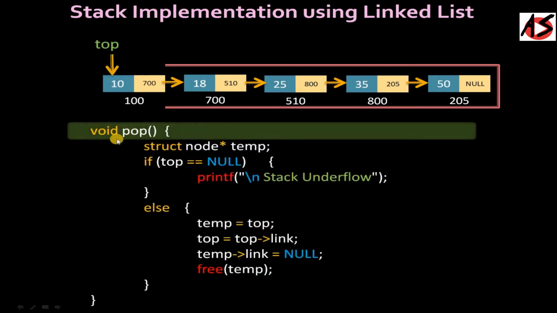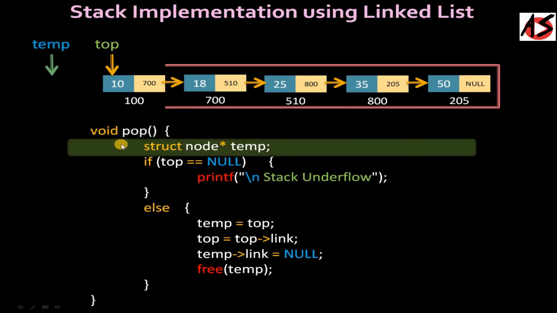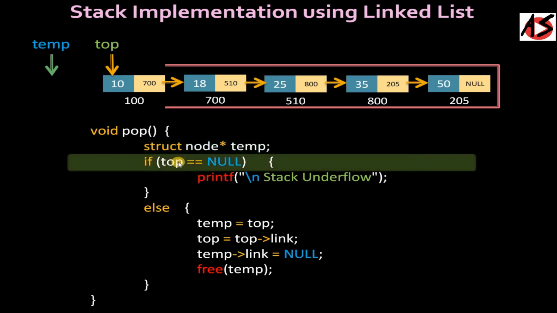Now if you want to pop the elements, you call this function, that is pop here, and make one pointer temp here, and then check the condition top is equal to null. If your linked list is totally empty, then you get this message, that is stack underflow. But here your top is not pointing to null, it is pointing to the node having address 100.